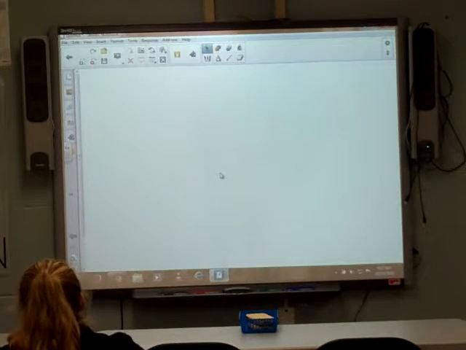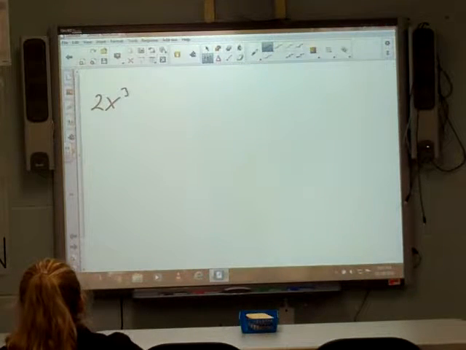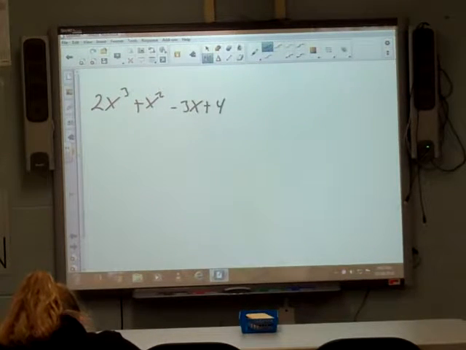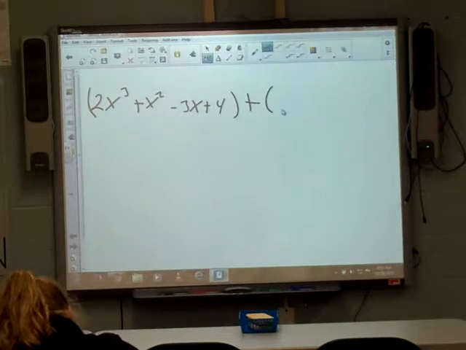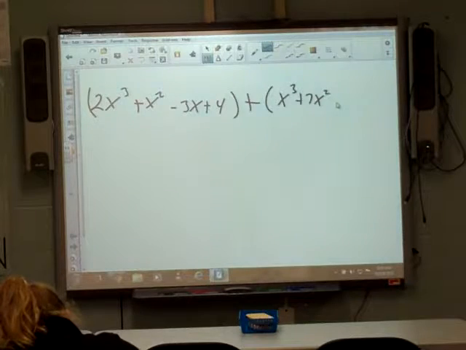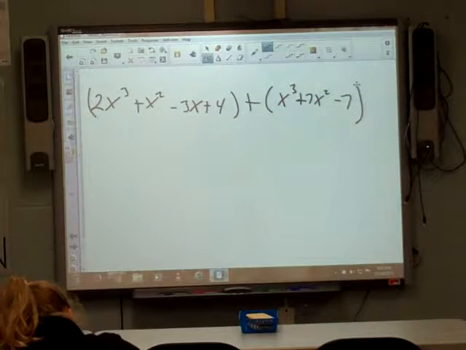Alright, first thing we're going to look at here is some basic addition of polynomials. I've got 2x cubed plus x squared minus 3x plus 4. That's polynomial number 1, and I'm adding to it x cubed plus 7x squared minus 2. I'm going to show you two different ways you can do this, and I don't care which method you choose. Either one of them is pretty easy.